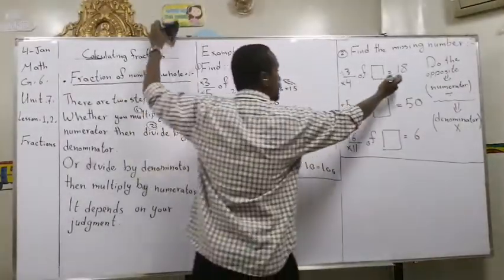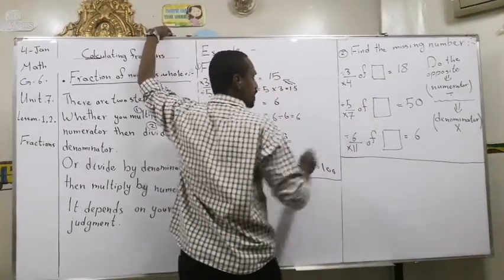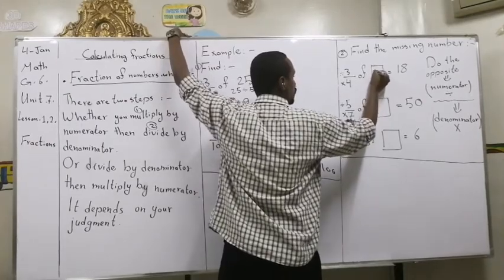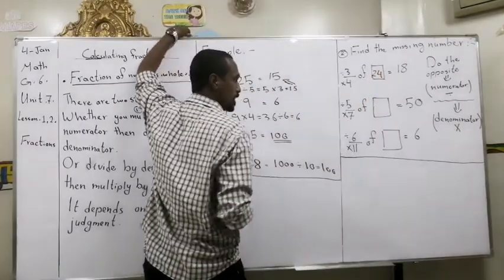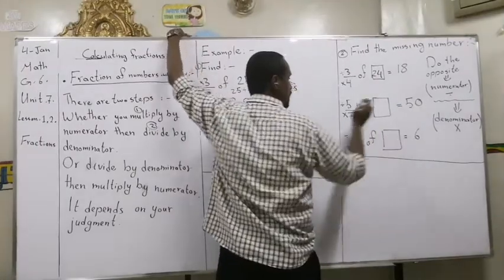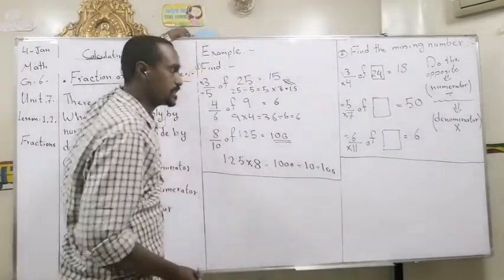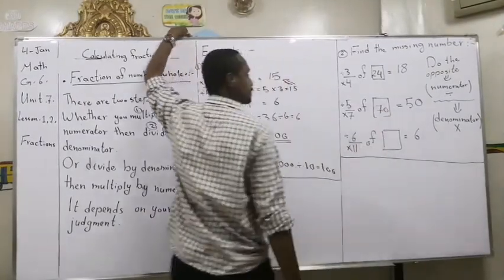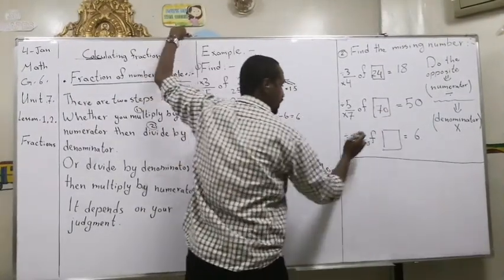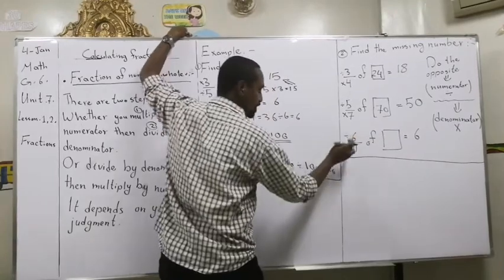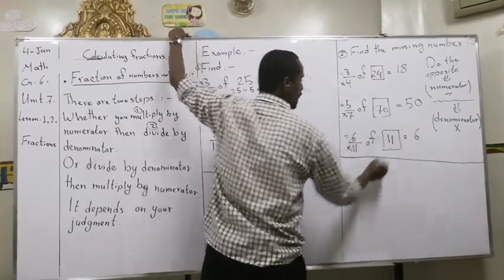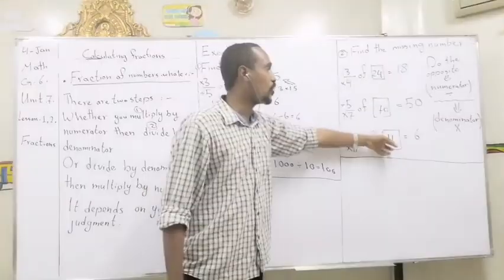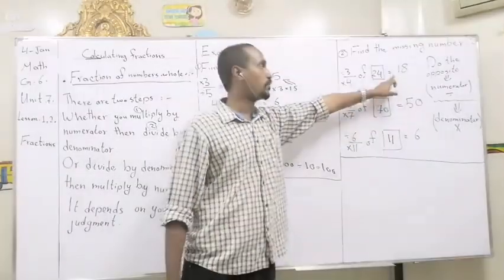So let's do it. 18 divided by 3 equals 6. 6 times 4 equals what? 24. Here we do the same thing. 50 divided by 5 equals 10. 10 times 7 equals what? 70. 6 divided by 6 equals 1. 1 times 11 equals 11. This is how I find the missing numbers on the left side of the equals sign.